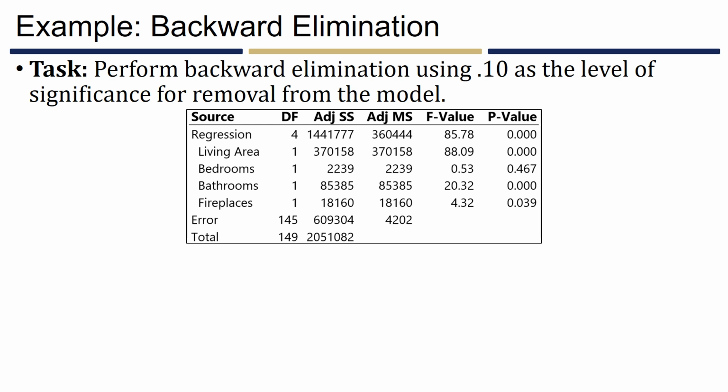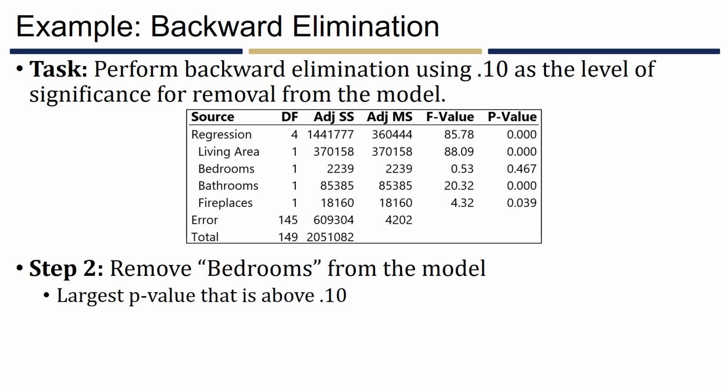We're again going to do the exact same thing. Take a look at the p-value for each of the predictors, assuming it's entering the model last. In this case, the number of bedrooms is the only predictor that has a p-value greater than 0.1. So as a result, we're going to remove the number of bedrooms from the model because it is not only the largest p-value that's above 0.1, it's the only p-value that's above 0.1.